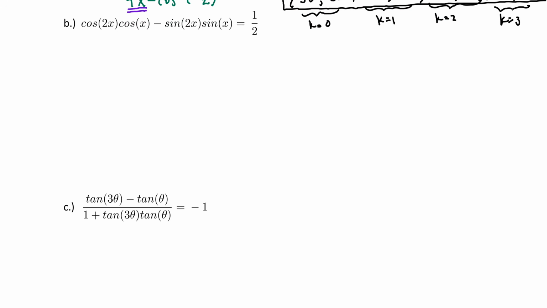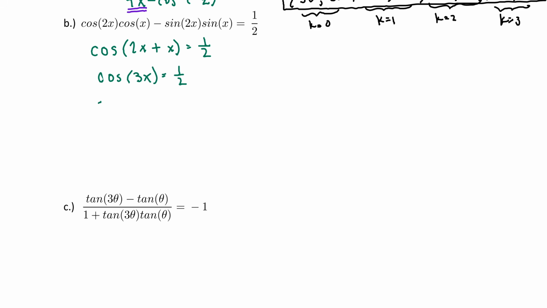On example B, we have cosine of 2x times cosine of x minus sine of 2x times sine of x equals 1/2. So we have both problems. We have two different trig functions and we have two different arguments. But because of that familiar pattern, cosine, cosine, sine, sine, we can recognize that this is cosine of a sum expanded on the left side. So we can rewrite this as cosine of 2x plus x. That zaps it down to a single trig function, but we do have a multiple of the variable. So cosine of 3x equals 1/2.